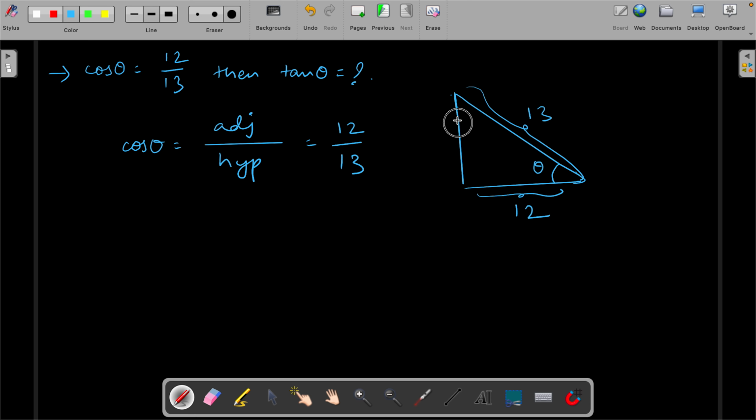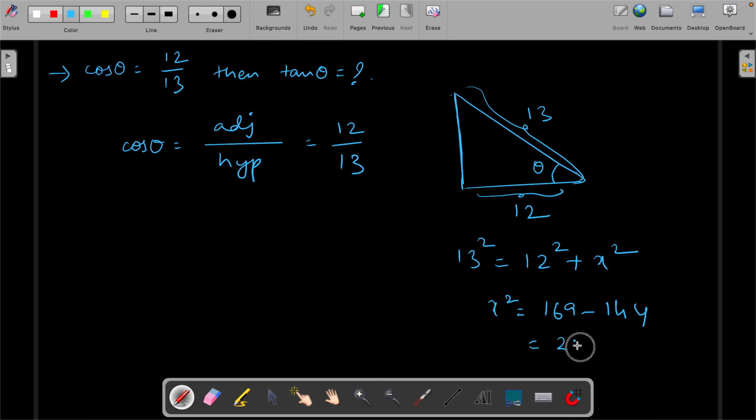Then what is this? We know that 13 square is equal to 12 square plus x square. What is x square? 169 minus 144, which is 25. So x is 5. So this side is 5.